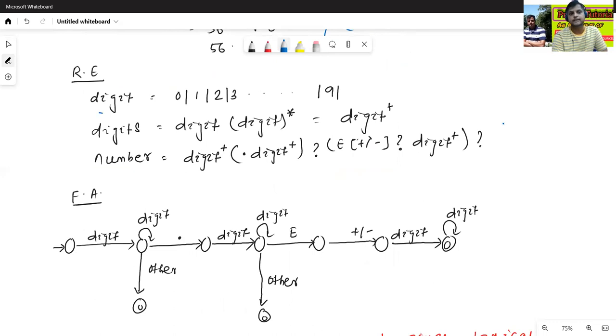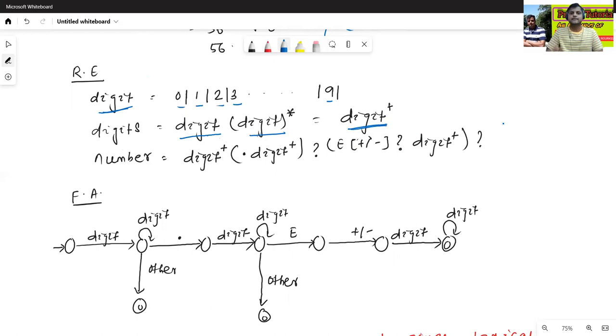This is called digit. Digit means 0, 1, 2, 3, up to 9. How do we create digits? A digit must start with a digit and then digit star. Digit star means digit plus, that is, a digit followed by digit star. We can also write digit plus.